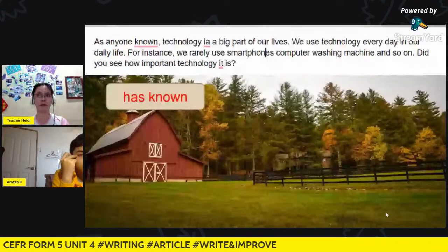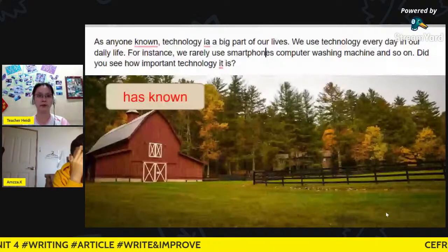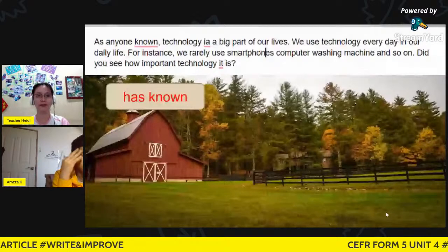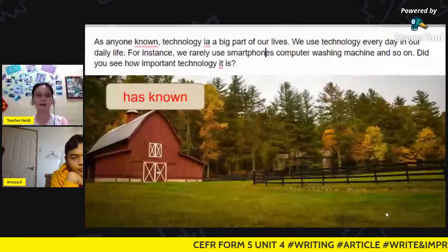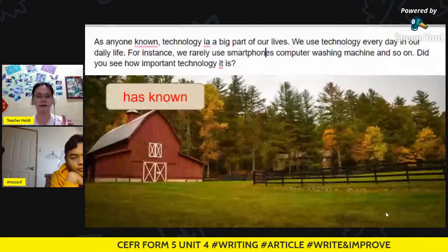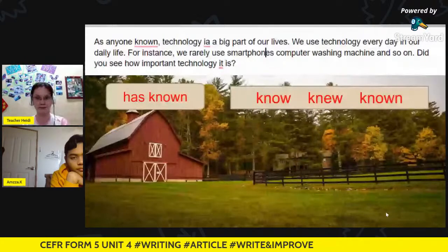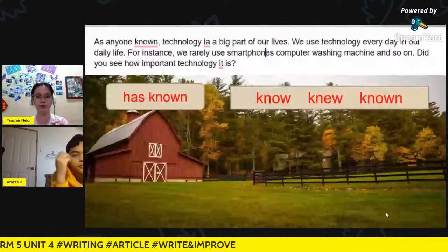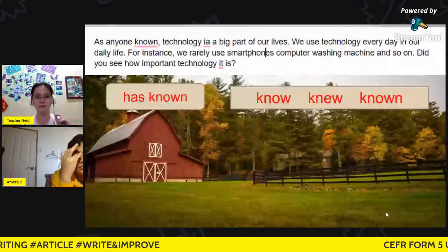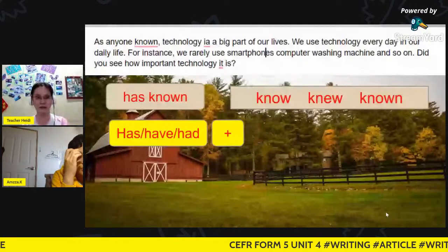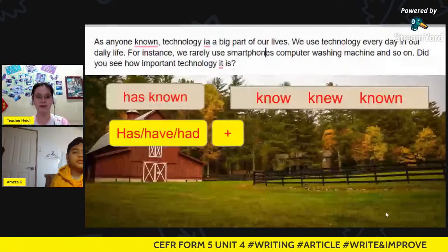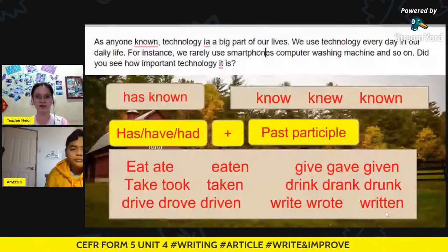As anyone has known, okay? So the teacher would like to highlight to you again: has, have, had is a perfect tense. Therefore you need to use the past participle. Okay, get to know this, because for this one, the teacher chose to give you an example.